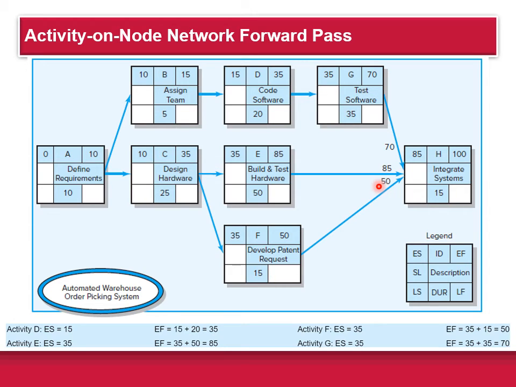So here you can actually see how long it takes each of these paths to be done. So if this top path, going from here all the way around to here, takes 70 days. Starting here, going all the way through takes 85, and then going this path takes 50.